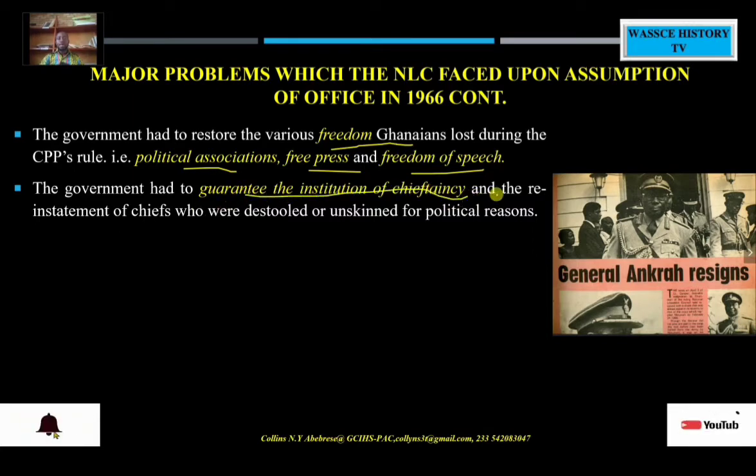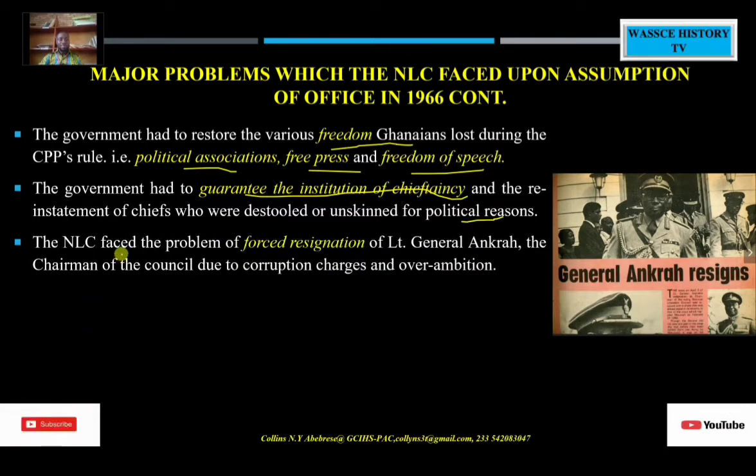Also, the government had to guarantee the institution of chieftaincy and the reinstatement of chiefs who were destooled or enslaved for political reasons. Under Nkrumah, some chiefs proved to be ethnically inclined. Instead of forging unity, some of them tried to separate their people from joining the country at large. And so Nkrumah felt that, and more so for some political reasons, some were destooled.